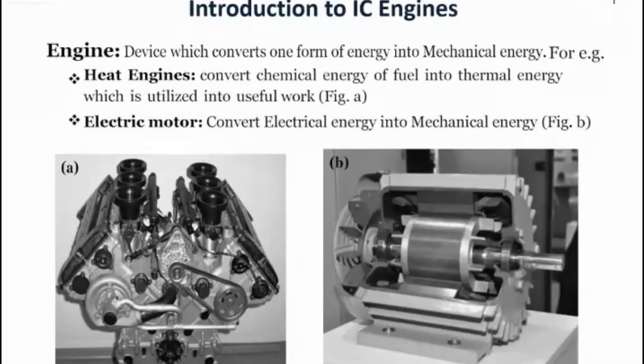And the second one is electric motors. Nowadays all are using electric motors, that is, battery powered engines. For a battery ignition system, we use an electric motor. Electric motors convert electrical energy into mechanical energy. So figure B shows a cross section of an electric motor, with the rotor and stator. You can see here.